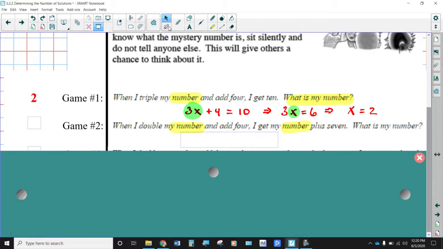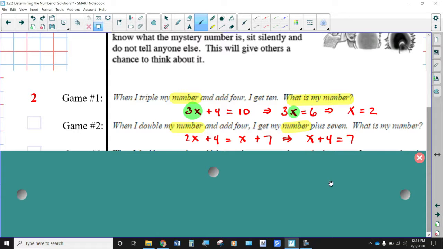All right, so let's see. Did you get the equation? When I double my number, so that would be 2x, and add 4, 2x plus 4 would be equal to x plus 7. And let's see, just using a little bit of algebraic thinking, we've got x's on both sides. So if I take away this x, I have to remove one of those x's. So that becomes x plus 4 is now equal to 7. So now you can clearly see what your number is going to be, right? Just making that one little step.